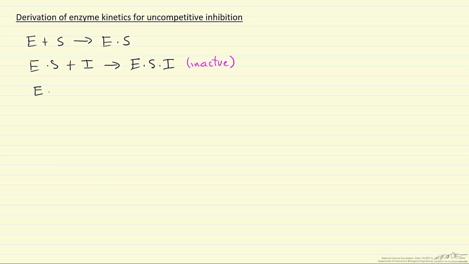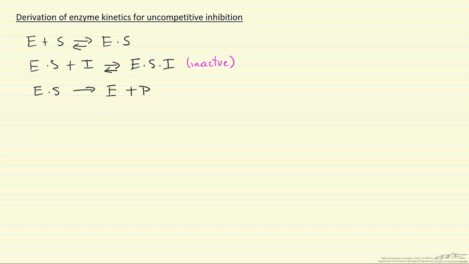Only the enzyme substrate can react to make the enzyme again and a product. This last step is irreversible. These first two are reversible. And what we're going to do is derive a rate expression using the idea of rate determining step. And so what that means is we're going to assume the first step is in equilibrium.